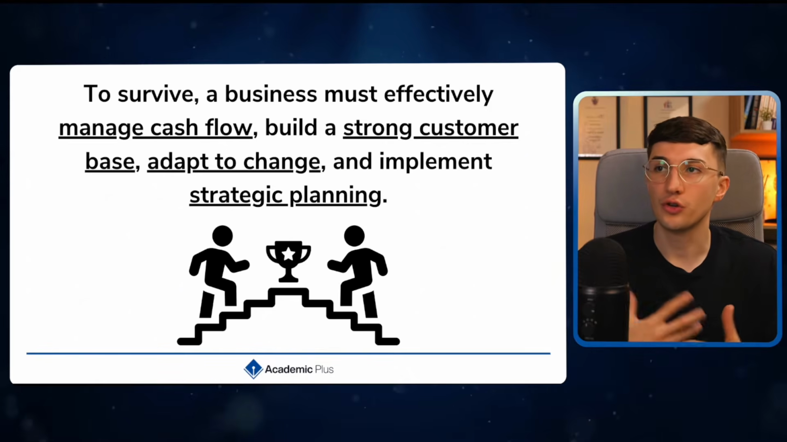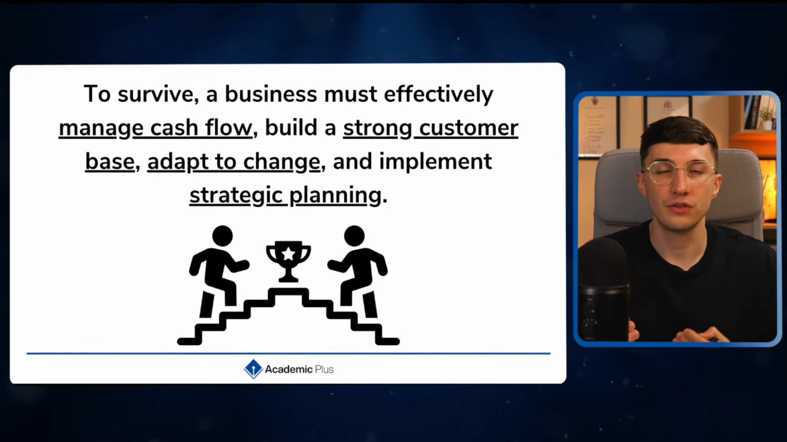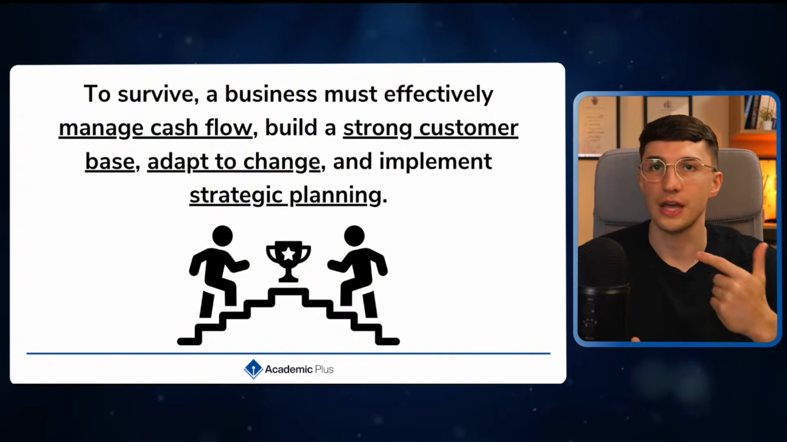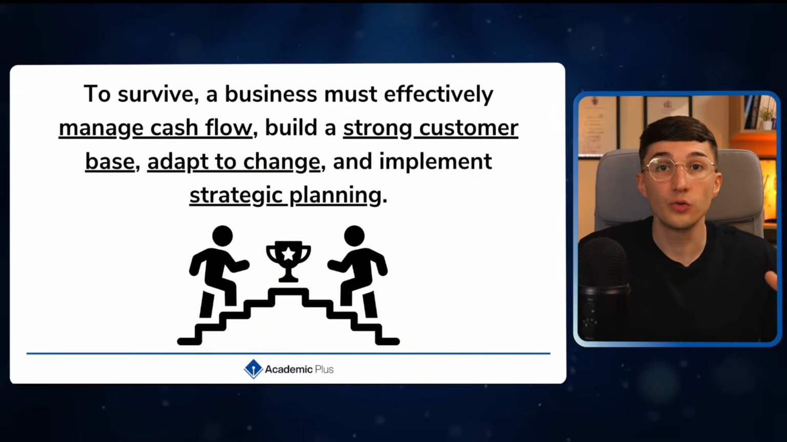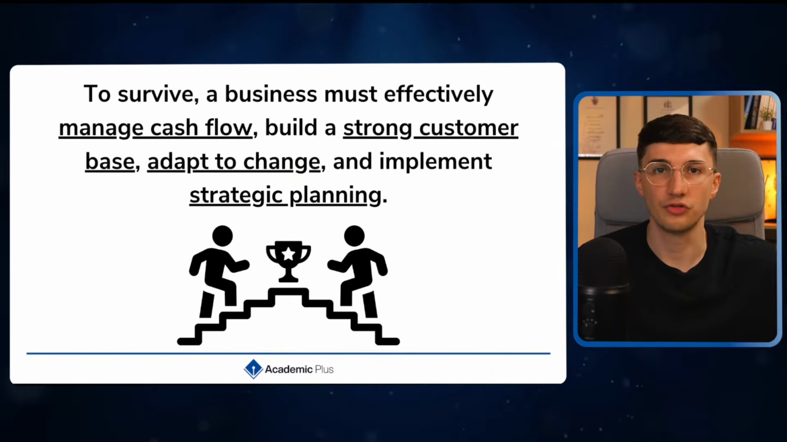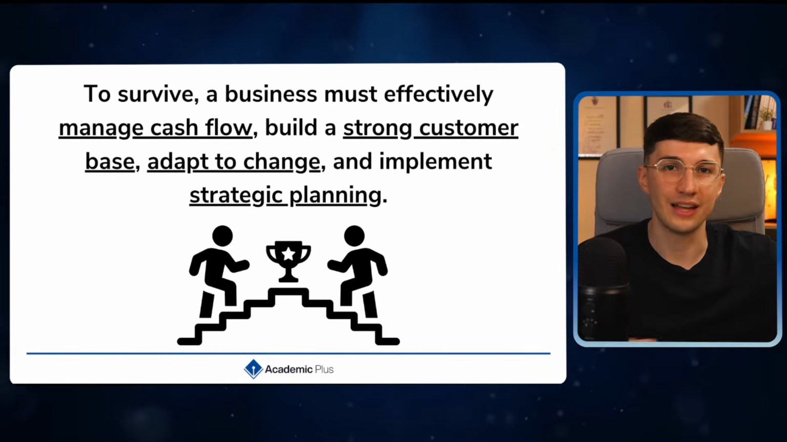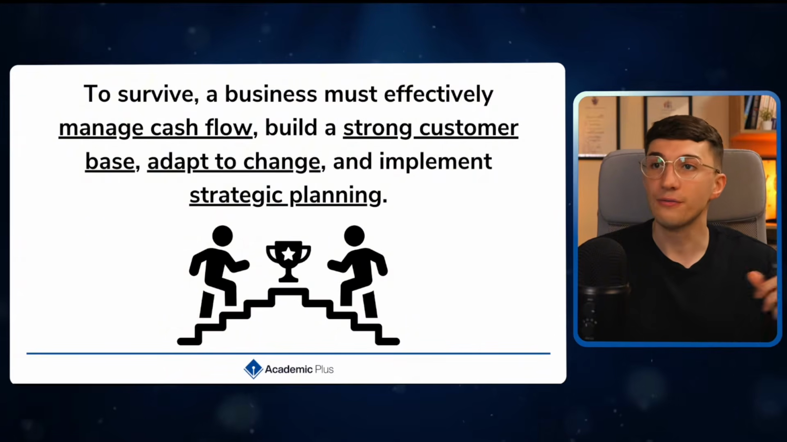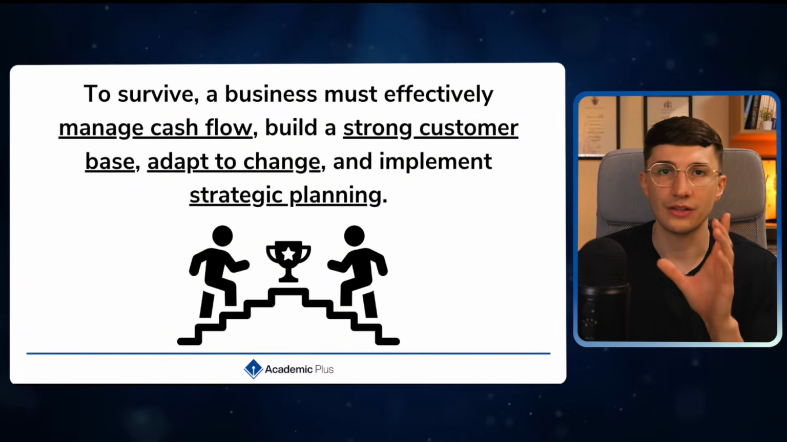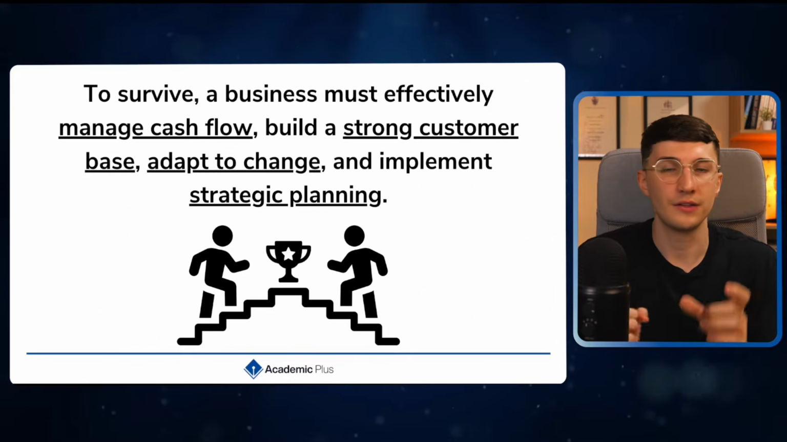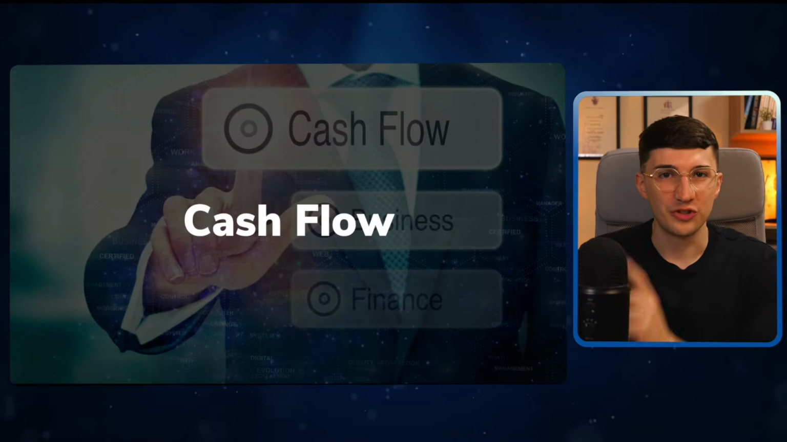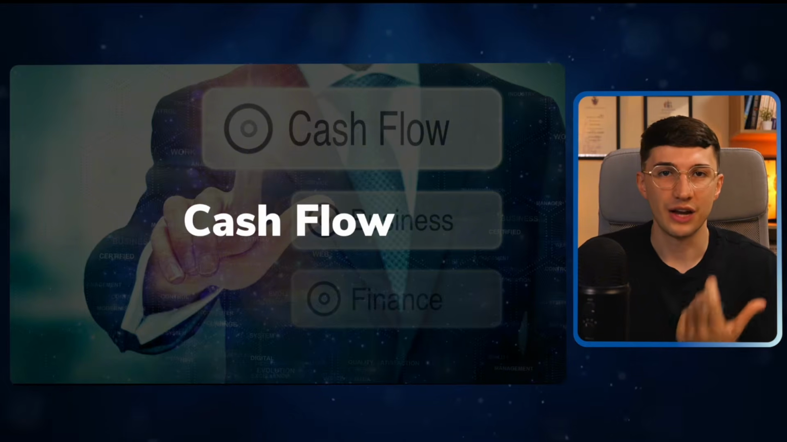They will also want to build a strong customer base, so having products and services that satisfy customer needs and are loyal to us so they keep buying from us over and over again. And of course, we need to make sure we're adapting to change. So if we see any advancements in technology, we don't want to fight against the tide, we want to swim with it. And finally as well, it would be implementing strategic planning. Now, what we mean by that term strategic is that we're looking at the decision making of the business over the long term.